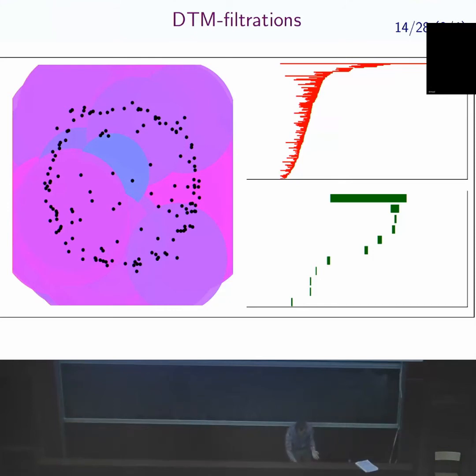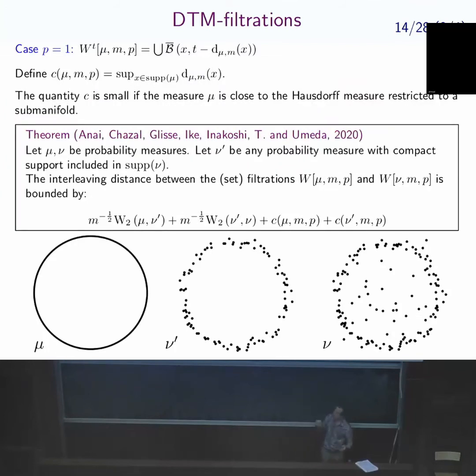And we have a theorem which explains that. I will start with the case p equal to 1. So I need to define a quantity C. C of mu is defined as the supremum of the DTM on the support of the measure. The quantity C has been designed to certify the regularity of the measure. Basically, if mu is close to a uniform measure on a submanifold, C will be small. If mu contains outliers, C will be high.